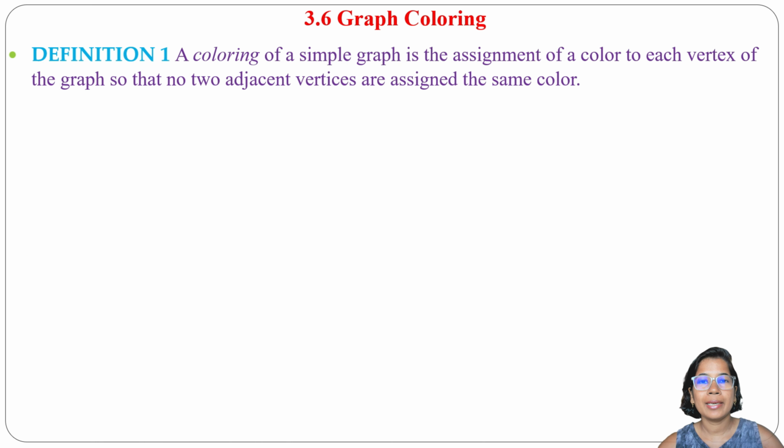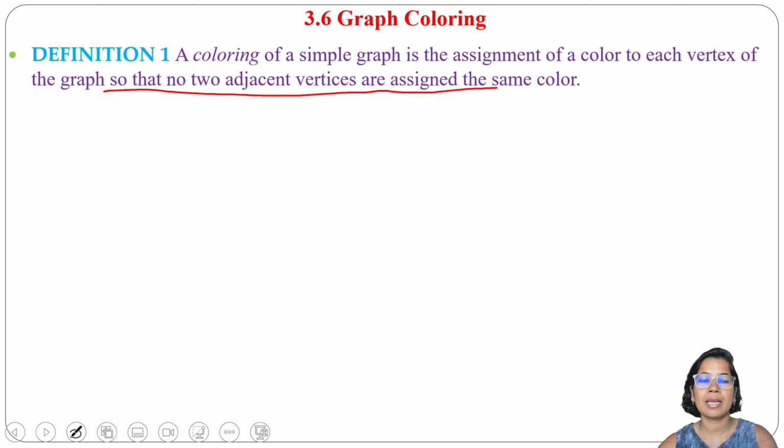If we are assigning different colors to vertices, such that two adjacent vertices do not have the same color, it is called graph coloring. So definition 1: a coloring of a simple graph is the assignment of a color to each vertex of the graph so that no two adjacent vertices are assigned the same color. If one vertex is red, then its adjacent vertices cannot be red. So that is graph coloring.